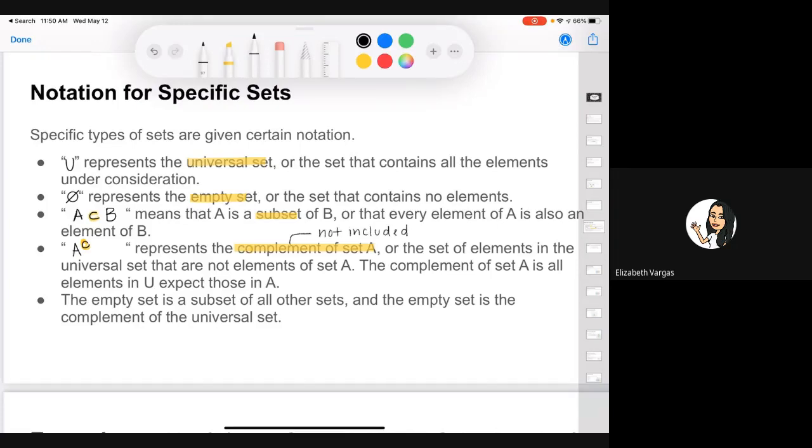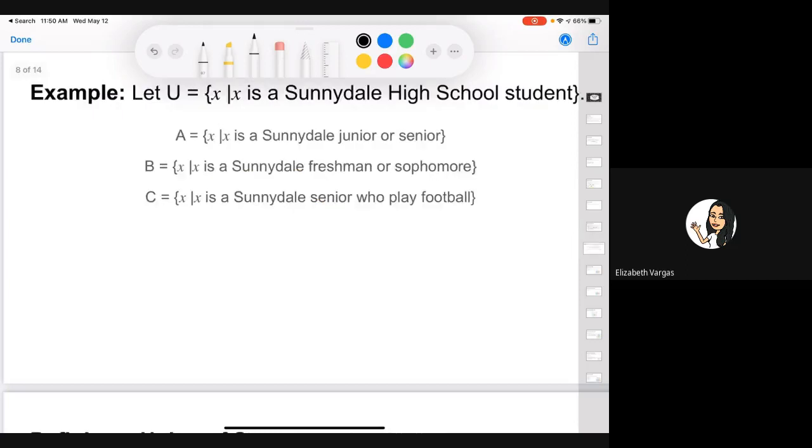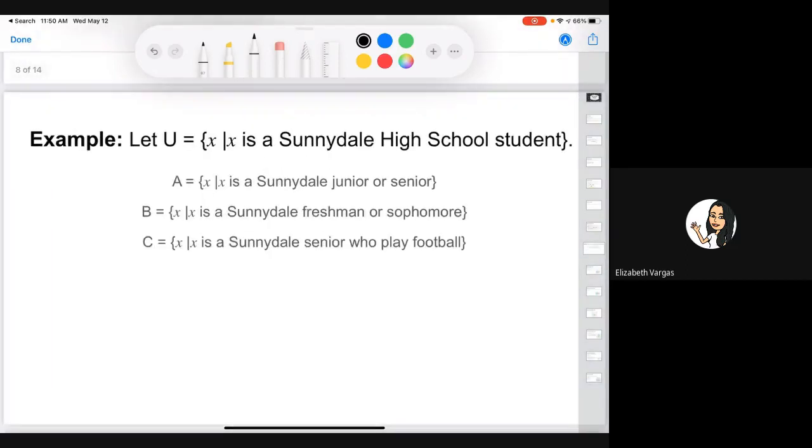Okay, so these are the different symbols that we're going to come across: the universal set, the empty set, the subset, and the complement of a set. These are the symbols that we use, but we'll look at an example of them right now. So here we have an example. Here we have different types of sets, and we're going to look at how we can represent different sets using those symbols.